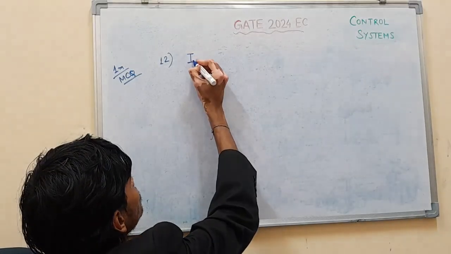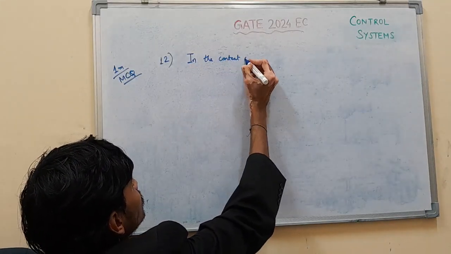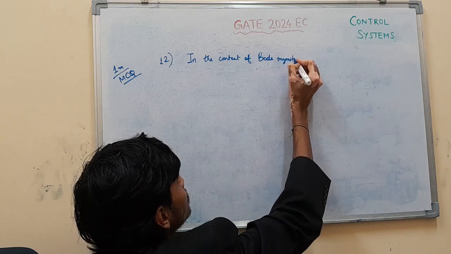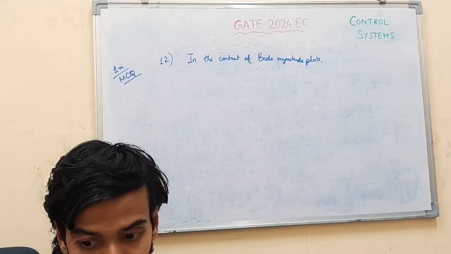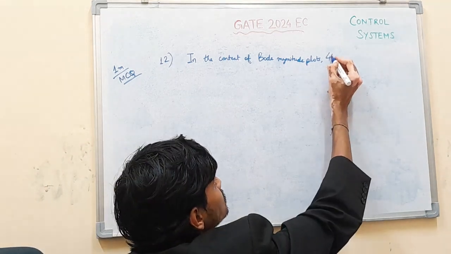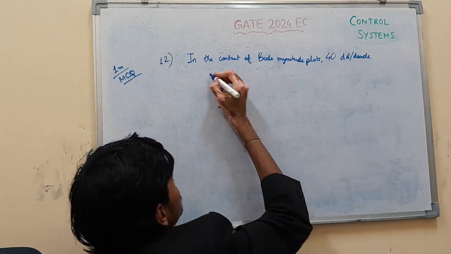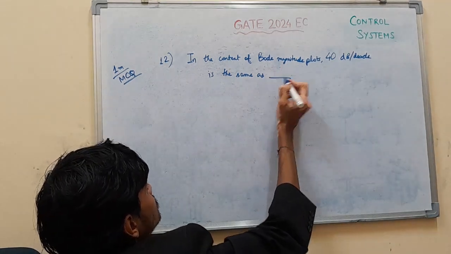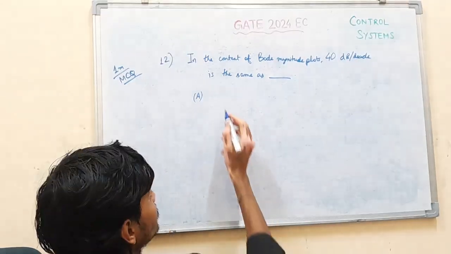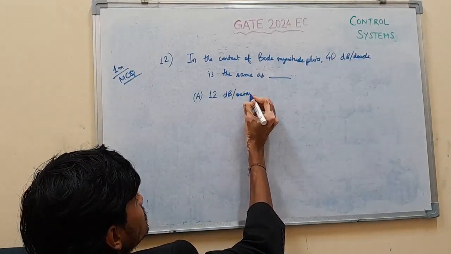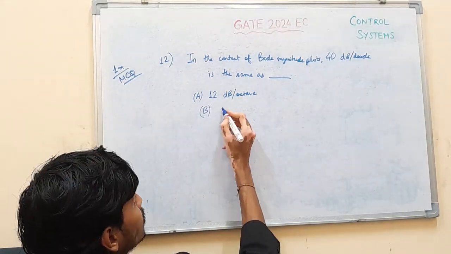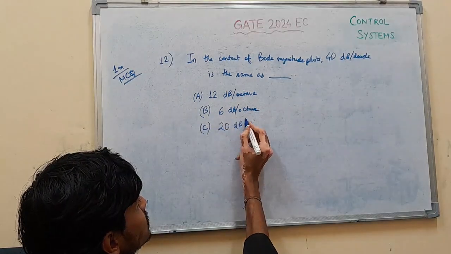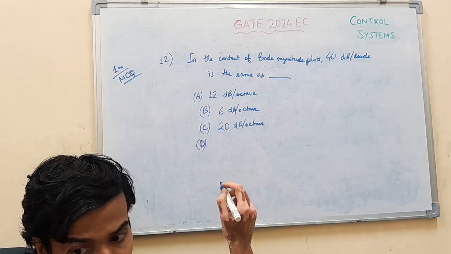It is given in the context of Bode magnitude curves, that a slope of 40 dB per decade is the same as... The options are given as option A 12 dB per octave, option B 6 dB per octave, option C 20 dB per octave, and option D 10 dB per octave.